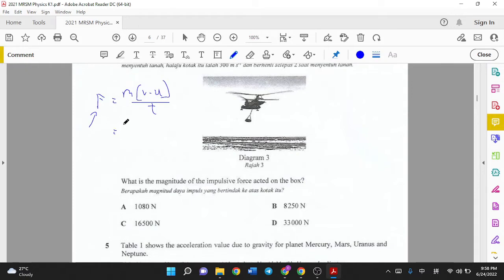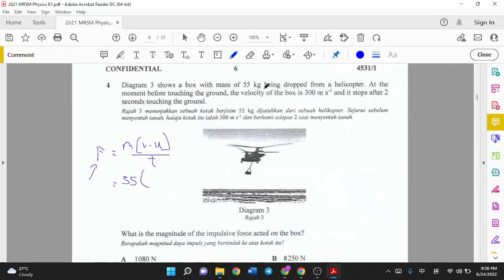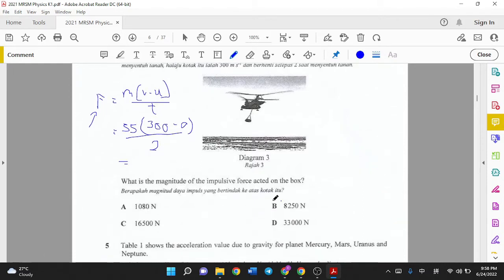So you just sub in the value 55, and then before touching the ground, the velocity of the box is 300. Okay, 300 minus u, because being dropped, so initial velocity of your box should be 0, and then 2 seconds. So you will get the answer 55 times 300 divided by 2.